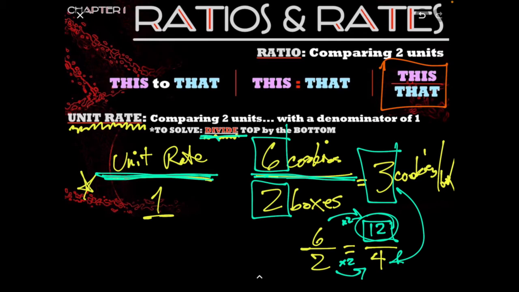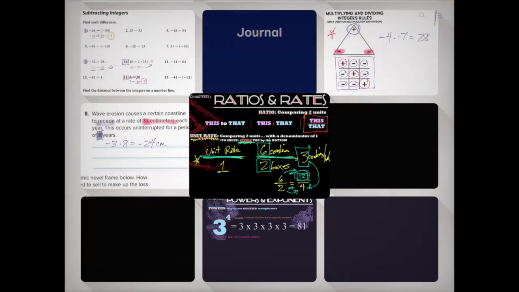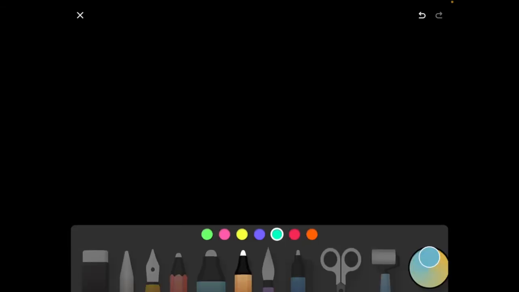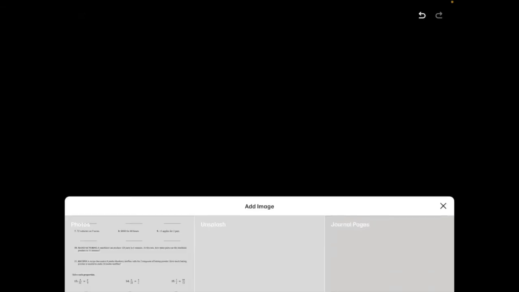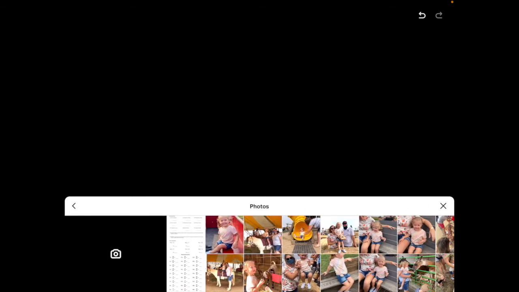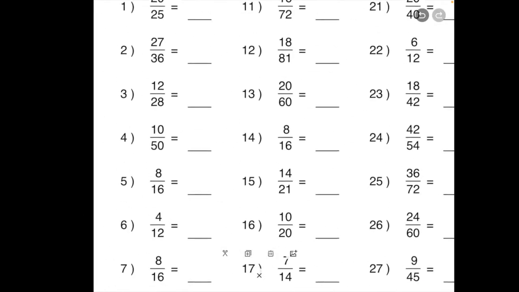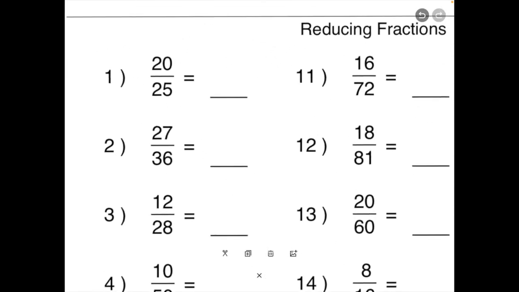Anyways, that's kind of where we're going. Let's look at some of this, and I talked about the reducing of fractions and the similarities that we have with ratios and fractions.